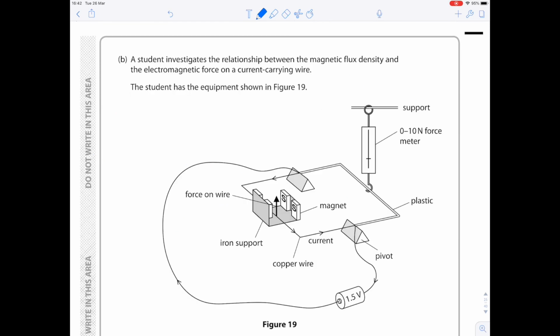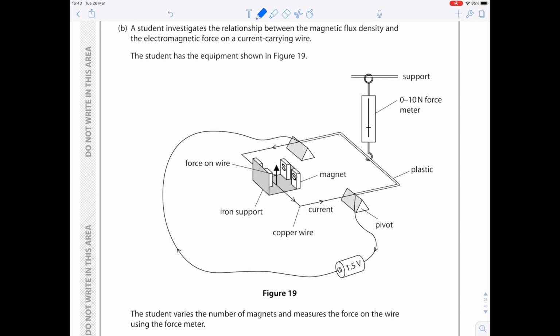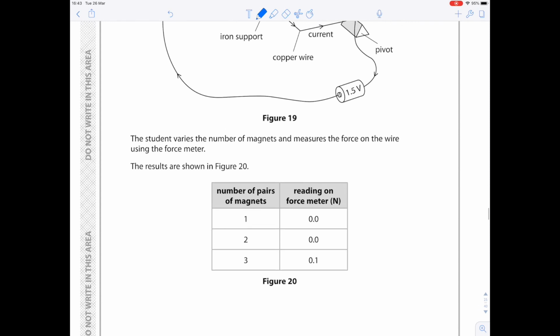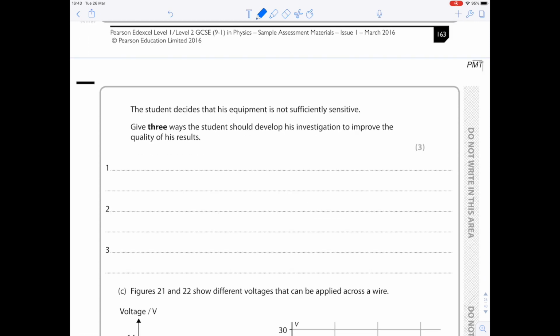B. A student investigates the relationship between the magnetic flux density and the electromagnetic force on a current carrying wire. The student has the equipment shown in figure 19. The student varies the number of magnets and measures the force on the wire using the force meter. The results are shown in figure 20. The student decides that his equipment is not sufficiently sensitive. Give 3 ways the student should develop his investigation to improve the quality of his results.